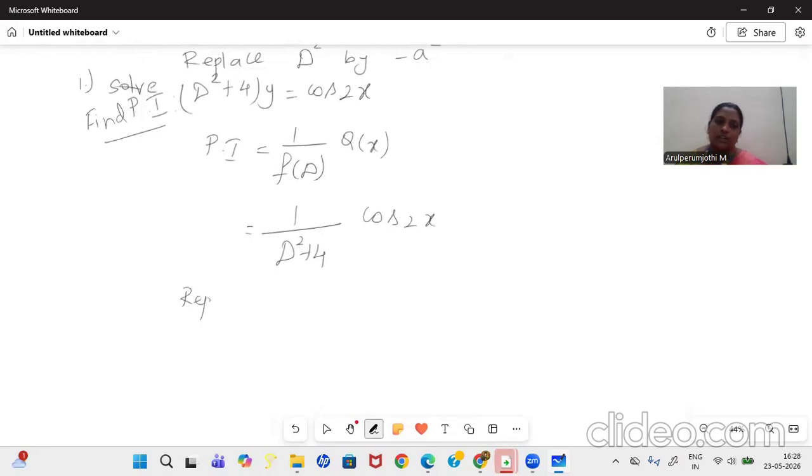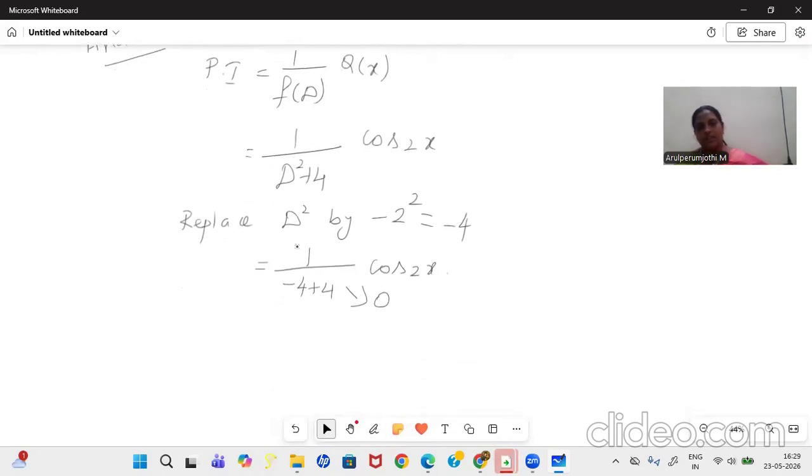So what is the condition? Replace d square by, what is your a? It is minus 2. So minus 2 square is minus 4. It is not minus 2 the whole square. So be very clear with that. D square by minus a square. So the minus is fixed. So now you substitute. So what happens? Minus 4 plus 4 into cos 2x. So this denominator becomes 0.